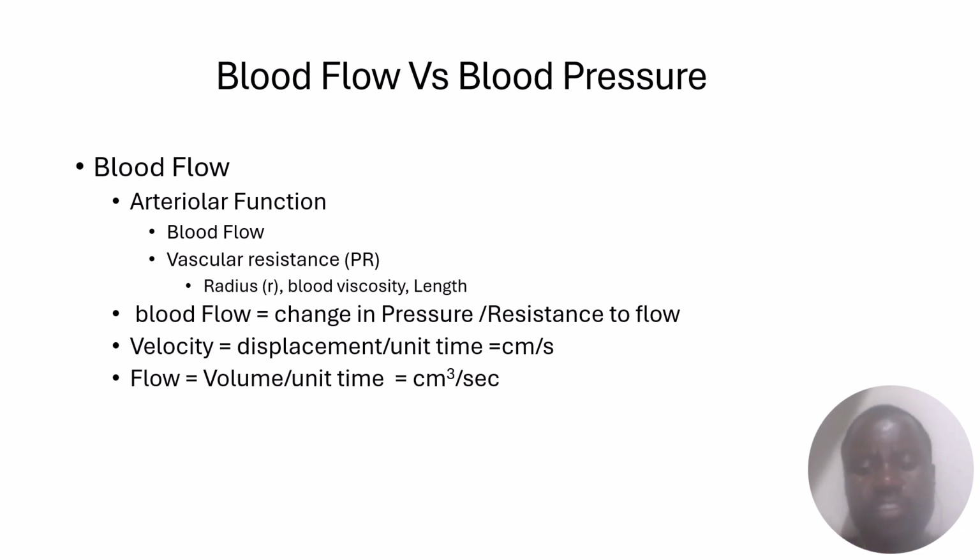Resistance, in this case, is the impediment, the opposition to the flow of blood, such that if the blood vessel is narrower, the resistance is higher. If the blood vessel is wider, then the resistance is lower. So vasodilatation ensures less resistance and vasoconstriction ensures a higher resistance.